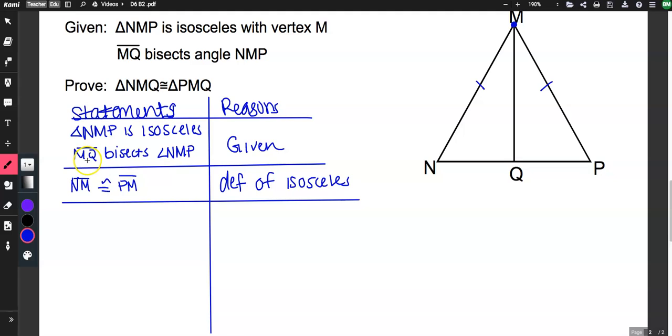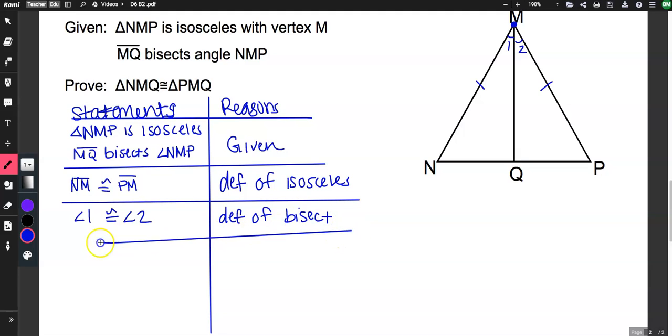And then I'm told that MQ bisects angle NMP. So MQ is the segment here, and it's bisecting the vertex angle NMP, yep, that's our vertex. So that means that these little guys are congruent. I'm going to number them, 1 and 2. Angle 1 is congruent to angle 2 by the definition of bisect, right? Bisect means cut into two equal parts.